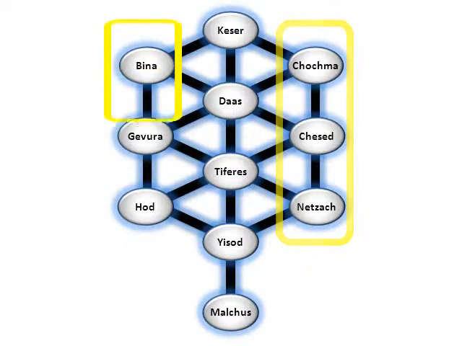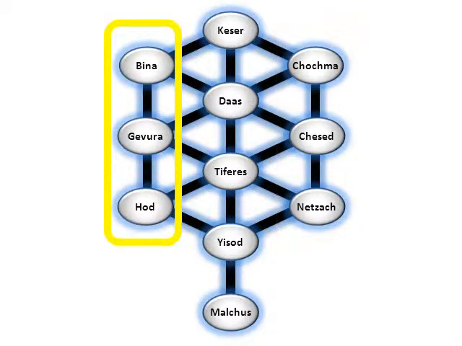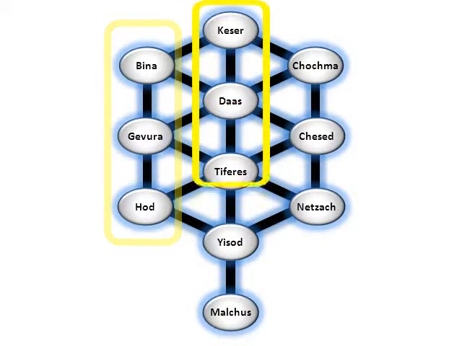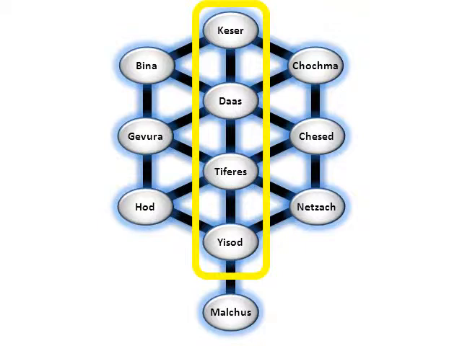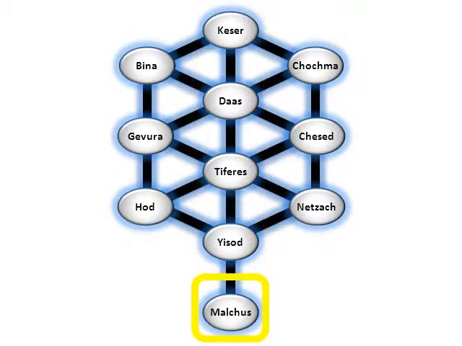Bina, gvura, and hod are the kav of din, and they have an overpowering attribute of din. And keser, tiferes, and yesod are the kav of rachamim, and they have an overpowering attribute of rachamim, and malchus includes all of them.